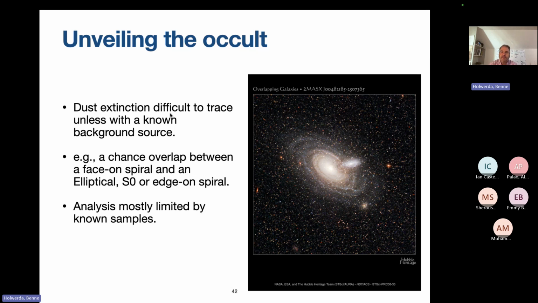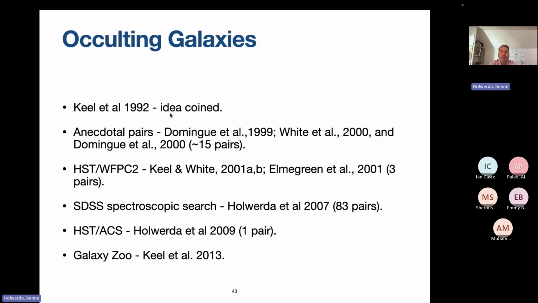This analysis was always limited by known samples. We knew way too few of these overlapping pairs. So back in 1992, 1993, the idea was to look for those, to use the foreground galaxy, so they use the background galaxy as a light source so that you can see the dusty structures in the foreground. Anecdotal pairs, this is literally all the anecdotally known pairs of galaxies, whatever your colleagues told you at a conference. 15 pairs in total. A few of them are follow-up with Hubble, so these are individual papers doing one of these, right? 3 pairs total.